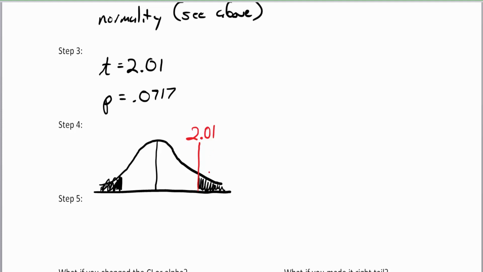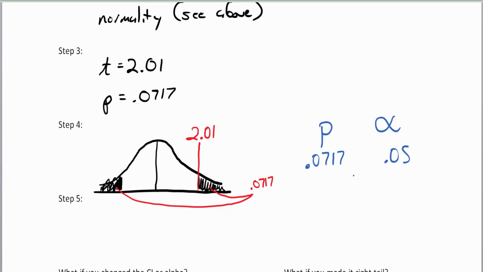So we landed here, and our probability of landing in both of these zones, added together, the chances of landing in those zones are 0.0717. So by giving a two-tail test here, this actually increased our chances of landing in these zones. So this is going to actually decrease the chance of us rejecting the null hypothesis, because we're going to compare the p versus the alpha. And the p was 7.17%, and our alpha was only 5%, so this is greater than.